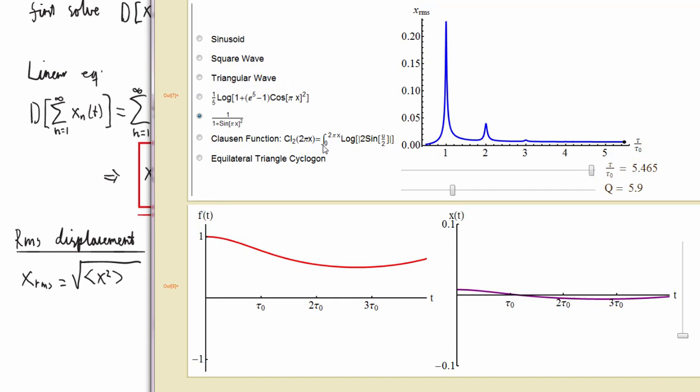But otherwise, this ends the module on oscillations. And next, we are going to introduce a whole new branch of calculus, the calculus of variations, which we will need in order to introduce Lagrangian mechanics, which is going to be the core of the rest of this course.